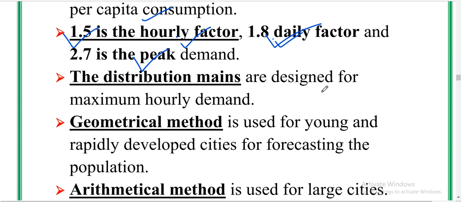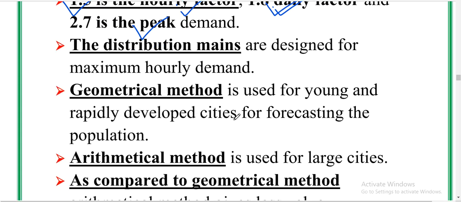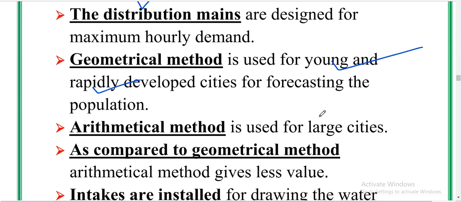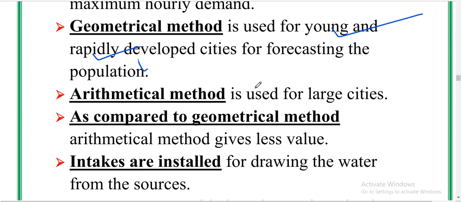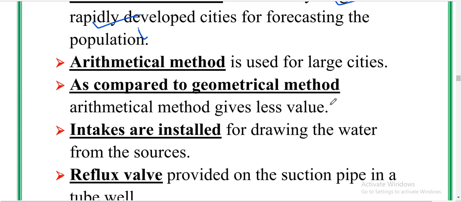The distribution mains are designed for maximum hourly demand. Geometrical method is used for young and rapidly developed cities. For forecasting the population of young and rapidly developed cities, geometrical methods are used. Arithmetical method is used for large cities. As compared to geometrical methods, arithmetical methods give less values.